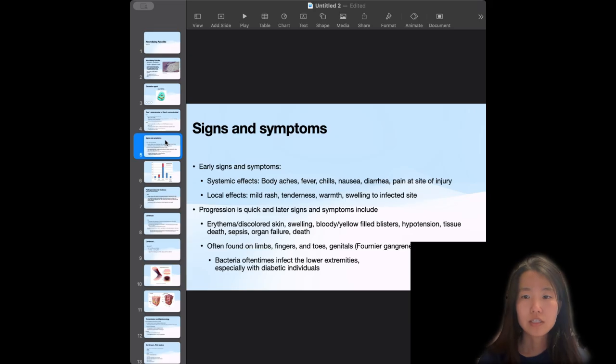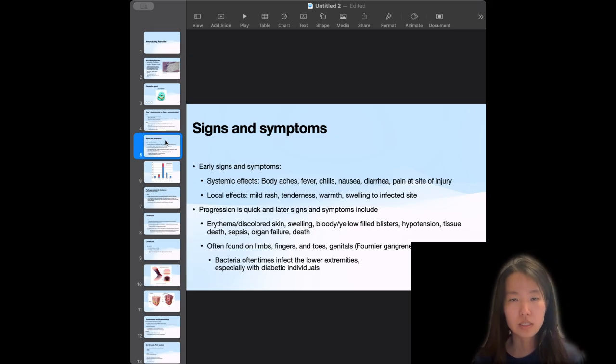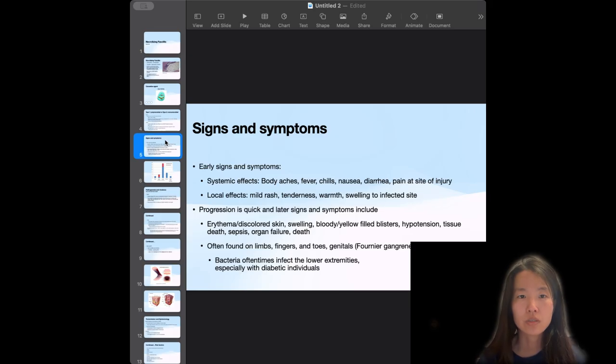Necrotizing fasciitis develops pretty quickly. You would be able to see signs and symptoms within the first 24 to 48 hours once you are infected. And once it progresses, you'd be able to see erythema or discolored skin, worsening swelling, the formation of bloody or yellow-filled blisters, hypotension, which is basically low blood pressure, tissue death, sepsis, organ failure, and death. Tissue death, sepsis, organ failure, and death are the more serious cases, which usually happen if you aren't able to control the infection before it progresses too far.